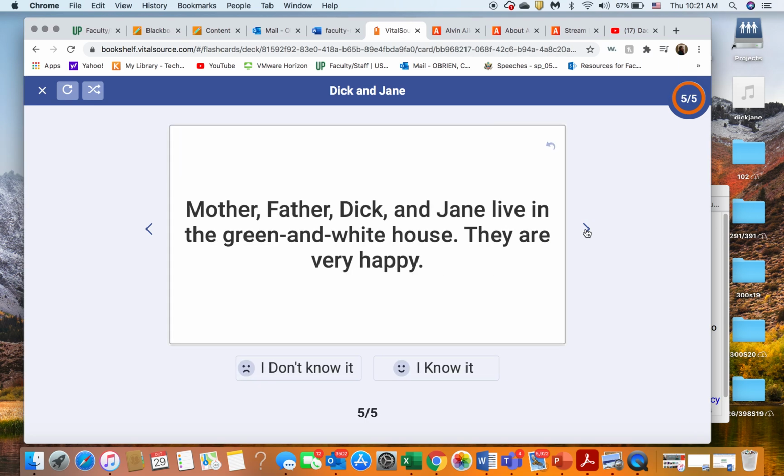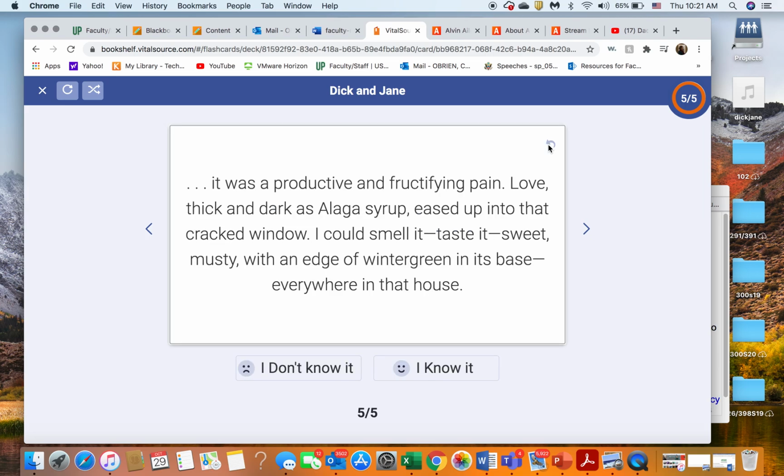Now, mother, father, Dick, and Jane live in the green and white house. They are very happy. And again, simple and straightforward master narrative of the home-owning middle class and very typical white American family. Well, I don't think they're really typical, but we're supposed to think that. That's the master narrative. And in contrast, another family that seems more realistic. And this is the description of the home in Claudia's house.